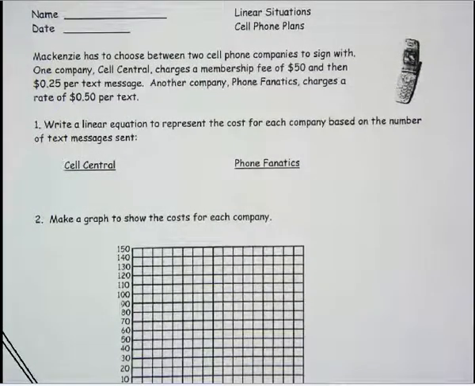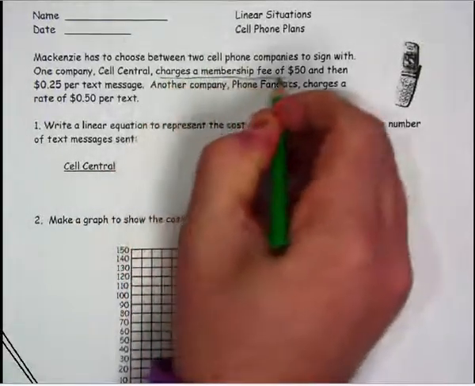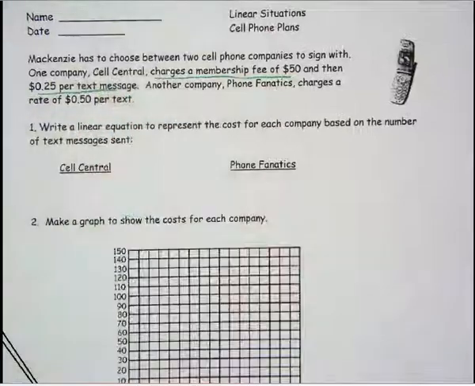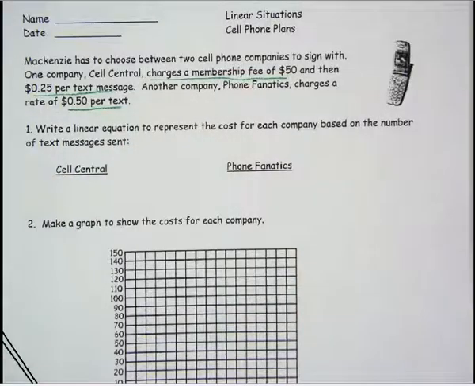Mackenzie has to choose between two cell phone companies to sign with. One company, Cell Central, charges a membership of $50 and then 25 cents per text message. Another company, Phone Fanatics, charges a rate of 50 cents per text. I did some active reading, noticing, of course, that we have a rate and an initial charge.